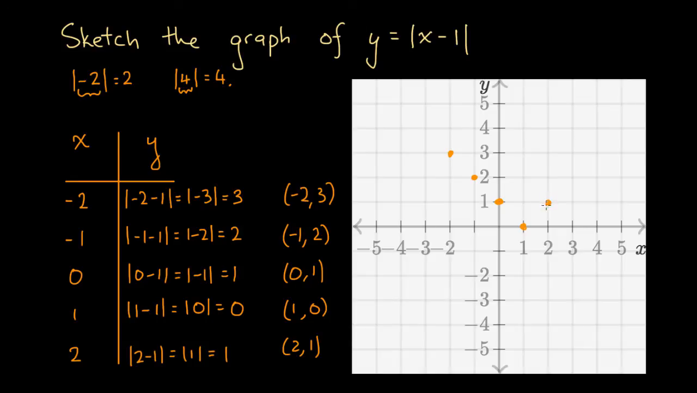Given our knowledge that absolute value graphs often, not always, but often look like a V shape, it's quite clear that our function is going to look something like this. Of course, if you're drawing this on pen and paper, you'd use a ruler, but this is a pretty good estimation for what the absolute value function will look like. We can even label this as y equals the absolute value of x minus 1. And we're done.